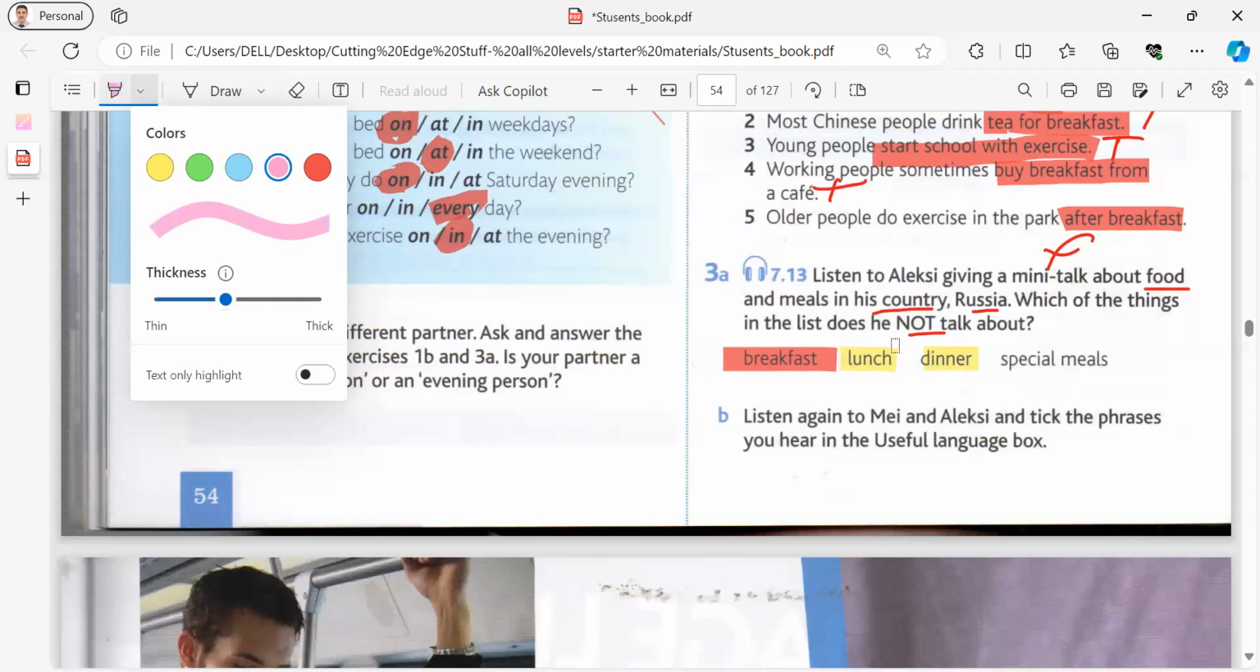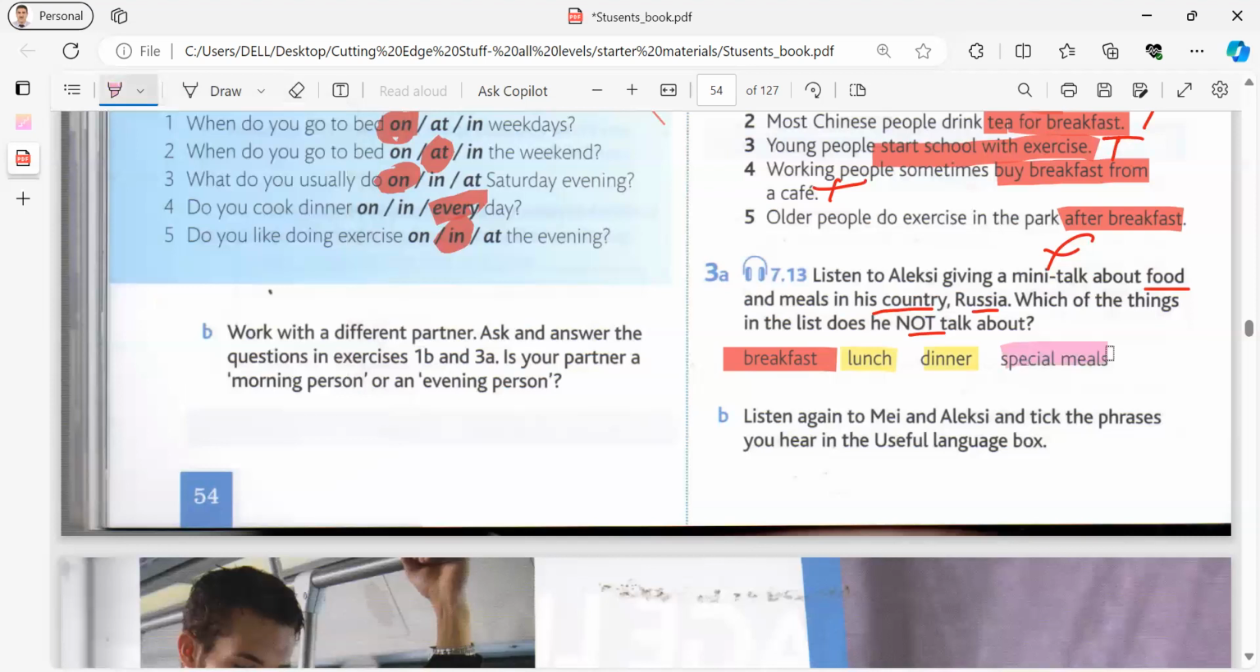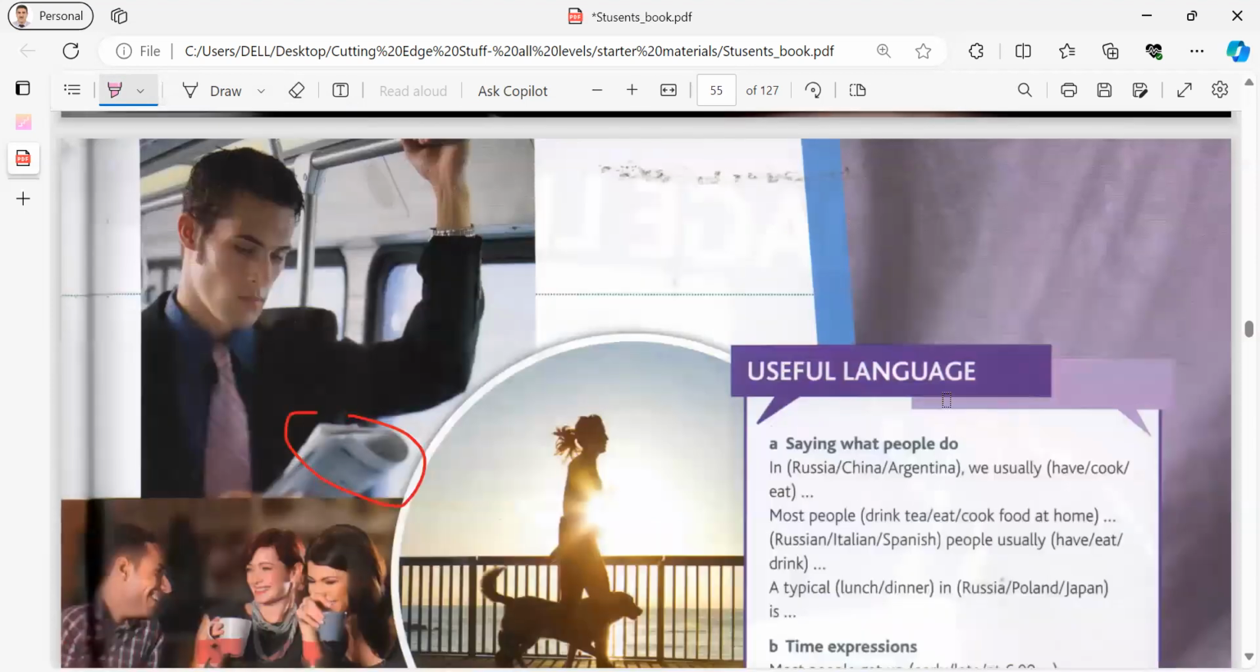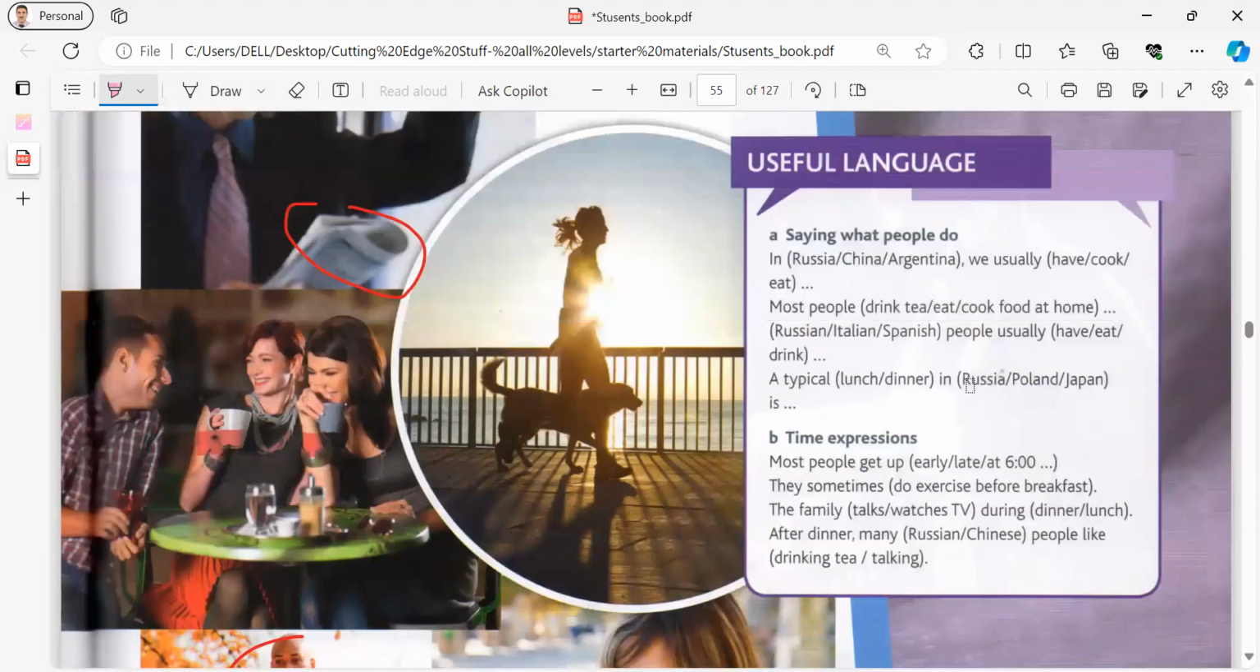Right? So which one does she not mention, guys? Special meals, exactly. She described the breakfast in Russia, lunch in Russia, dinner in Russia. Okay, now guys, what should we do?